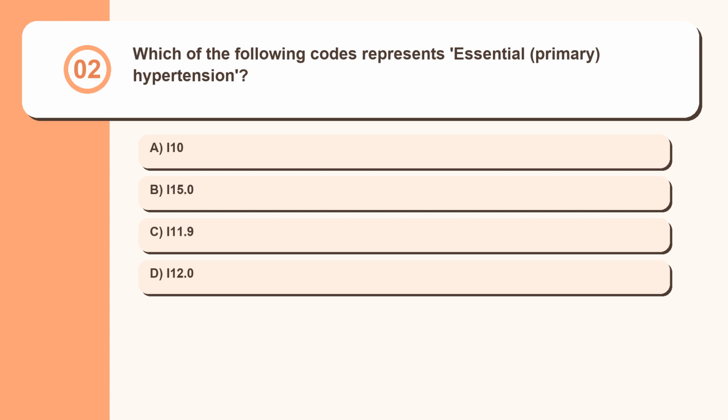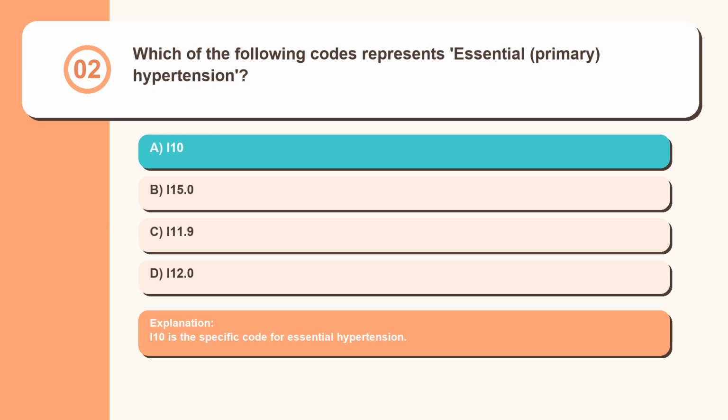Question 2. Which of the following codes represents essential, primary, hypertension? I-10, I-15.0, I-11.9, I-12.0. I-10 is the specific code for essential hypertension.